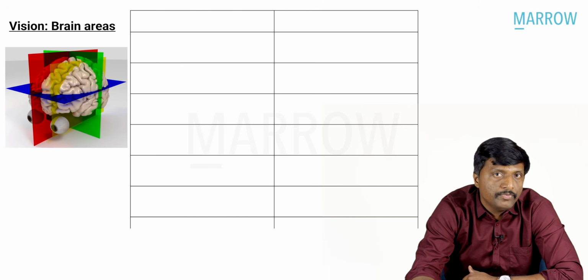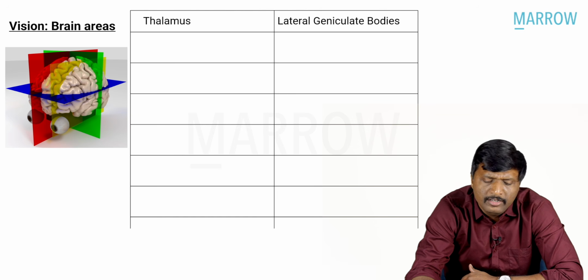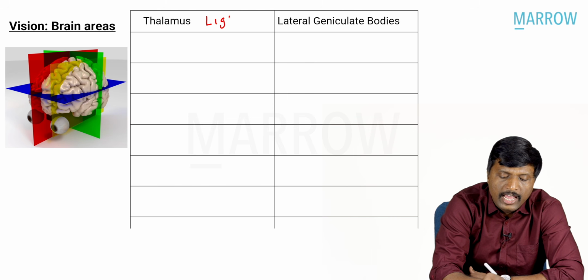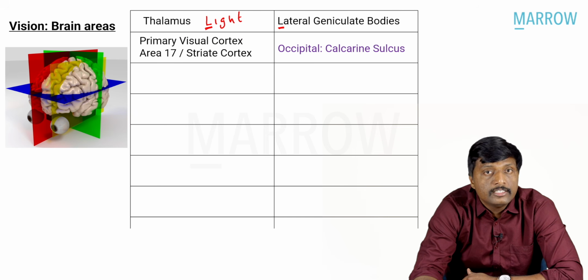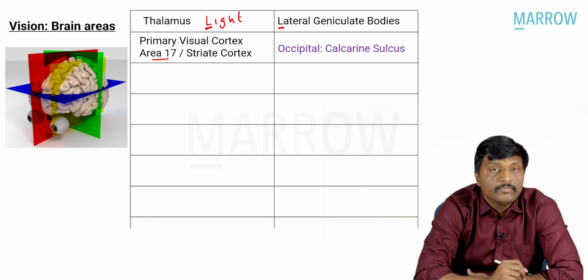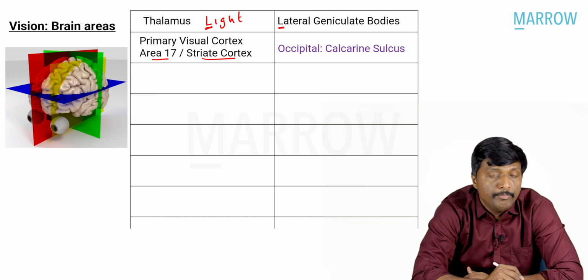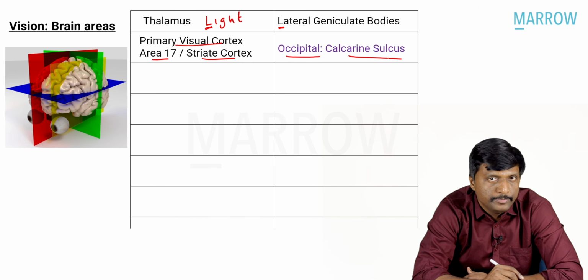First, let's start with the thalamic nucleus. What is the thalamic nucleus for vision? Very simple. It is the lateral geniculate body. Remember, vision, light. L for L, lateral geniculate bodies. Then our visual cortex, which is area 17, which is striate cortex because of the classical myelinated fibers giving the stripe-like appearance. Primary visual cortex in the occipital region. Where exactly? In the calcarine sulcus.